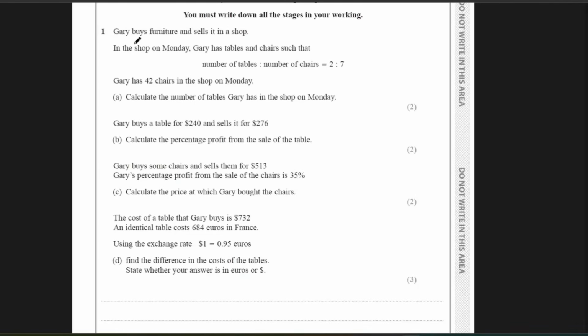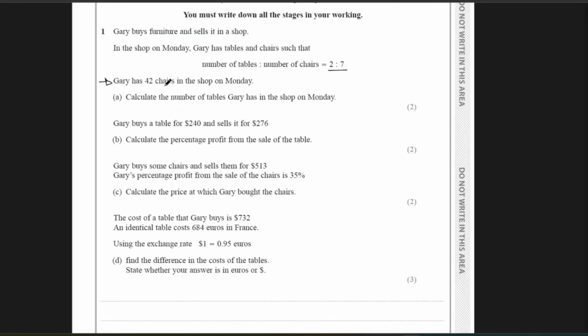Okay, question number 1. Gary buys furniture and sells it in a shop. In the shop on Monday, Gary has tables and chairs such that the number of tables to the number of chairs is equal to 2:7. So we have the ratio of tables to chairs, 2:7. So more chairs, fewer tables.